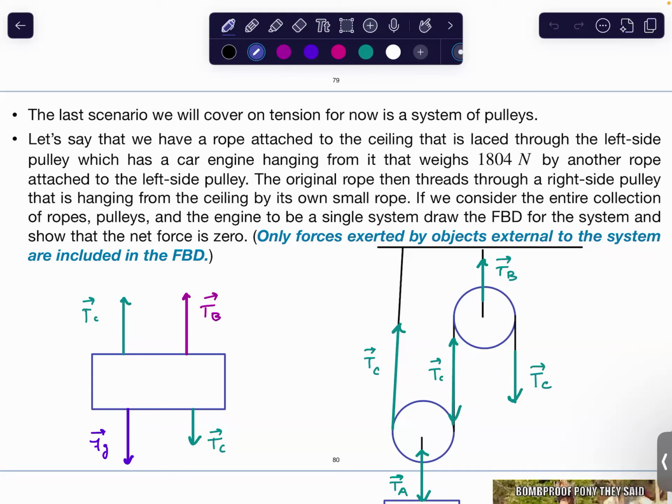Yes, TA is internal, because that's between one of the pulleys and the mass. So everything that's external is going to translate into that. Now, those three different tension Cs, why are those three different lengths of cable all at tension C? Why are they the same? Same cable. It doesn't matter how many pulleys you wind it through, it's the same cable.